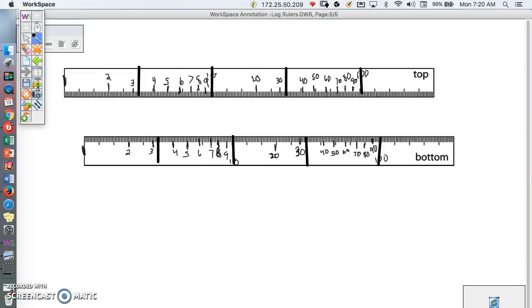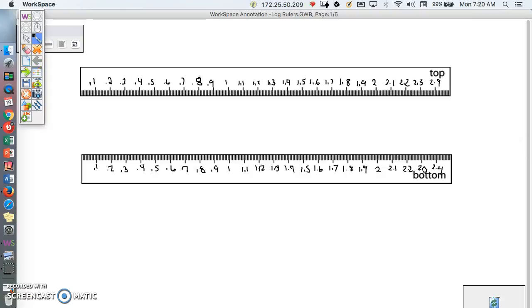So in front of you guys, you should have these rulers here. And what we're going to do is write the logs on here. So for example, at 0, that's log 1. At 0.3, that's log 2. So these are our logs up on top. At 0.477, that's 3. At 0.602, that's 4.